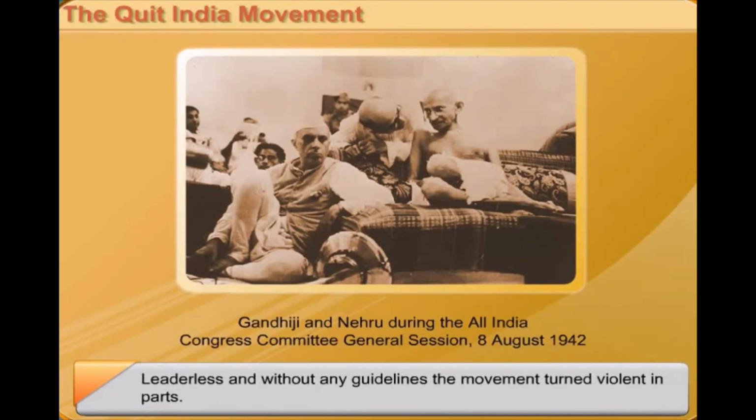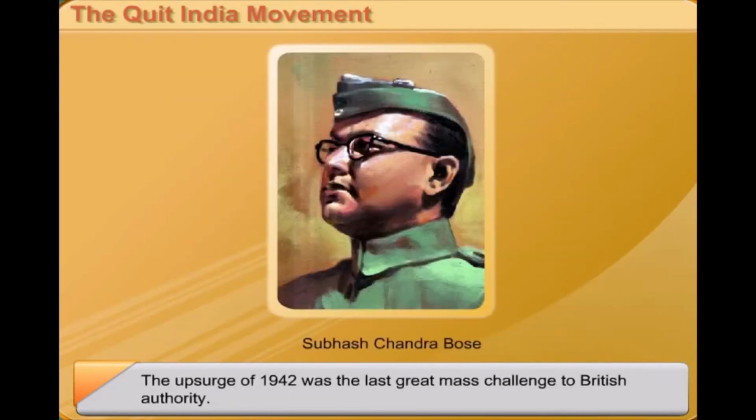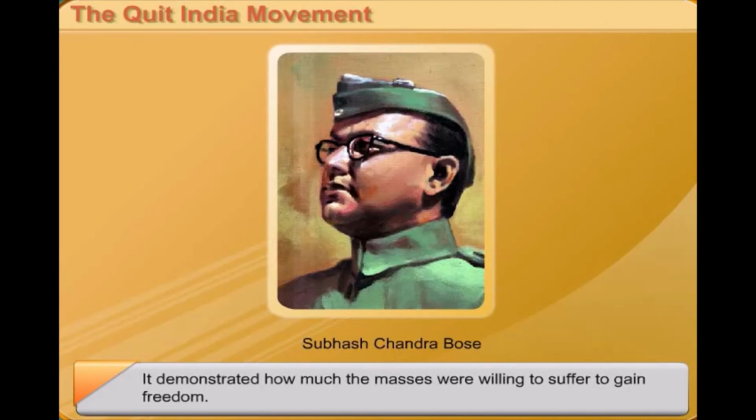Leaderless and without any guidelines, the movement turned violent in parts. The government came down heavily on the people and crushed the movement in a short time. The upsurge of 1942 was the last great mass challenge to British authority. It demonstrated how much the masses were willing to suffer to gain freedom. It was clear that the days of the British government in India were numbered.